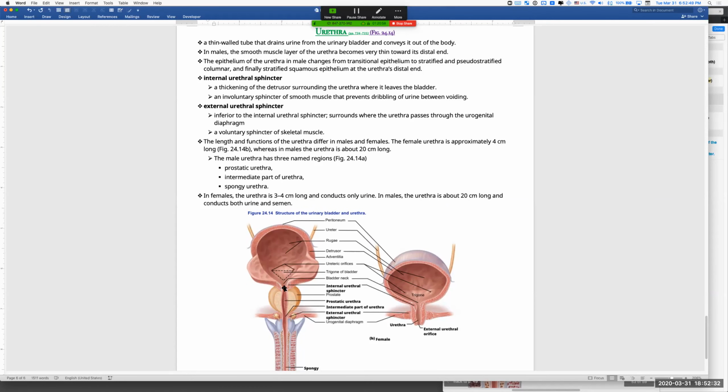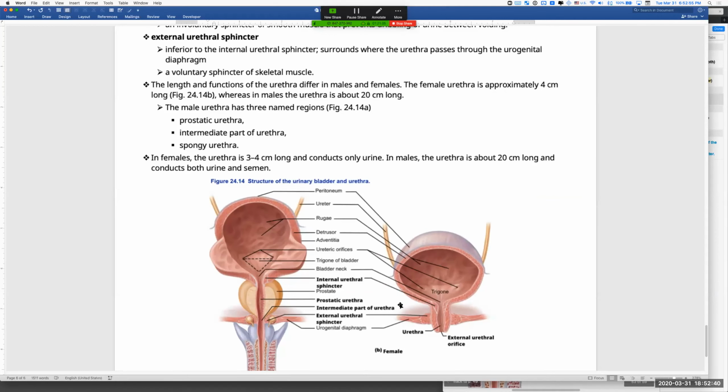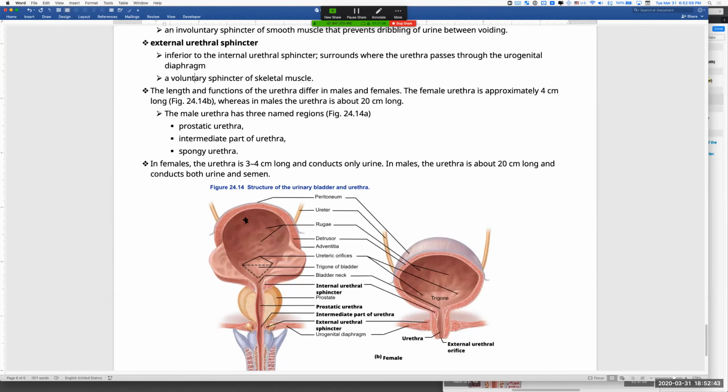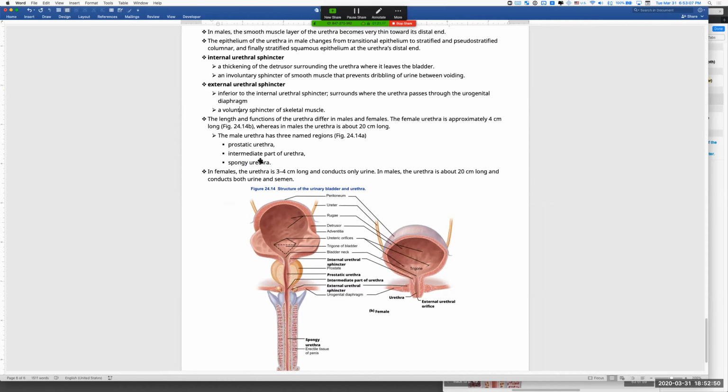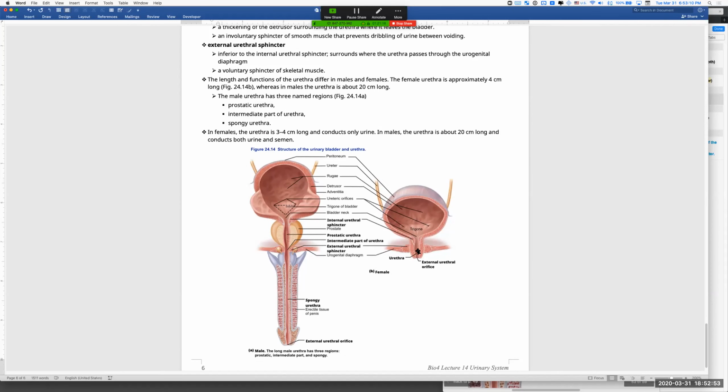Understand where the external and internal urethral sphincters are located. Also understand the histology here: this is transitional epithelium. Eventually, near the end of the urethra, the transitional epithelium becomes stratified squamous, the non-keratinized stratified squamous epithelium.